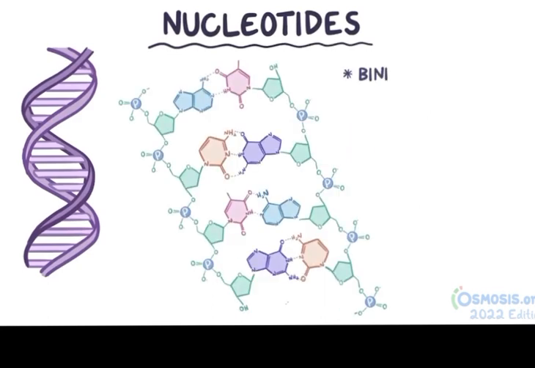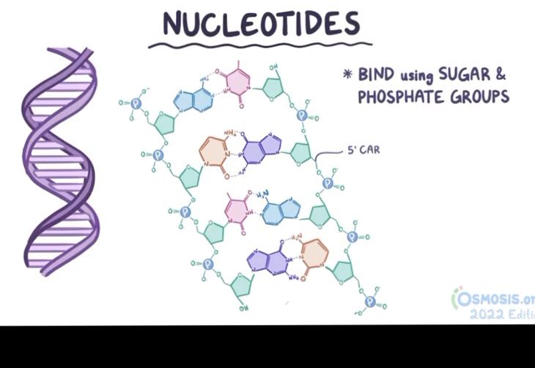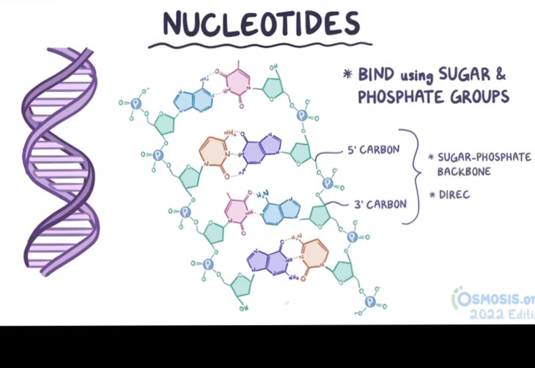The nucleotides bind to one another using their sugar and phosphate groups. The phosphate group on the 5th carbon of the sugar of one nucleotide, also called the 5' carbon, forms a covalent bond with the 3rd carbon on the sugar of the next nucleotide, also called the 3' carbon. This gives each DNA strand a sugar-phosphate backbone, as well as a direction.